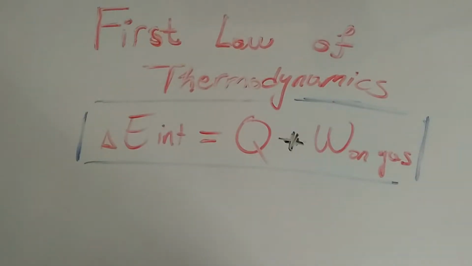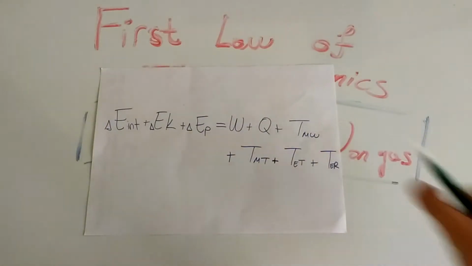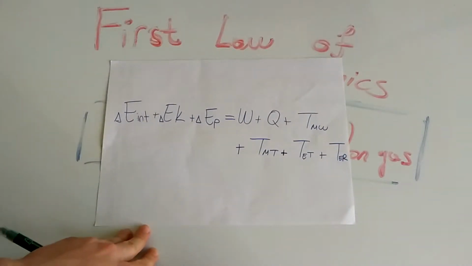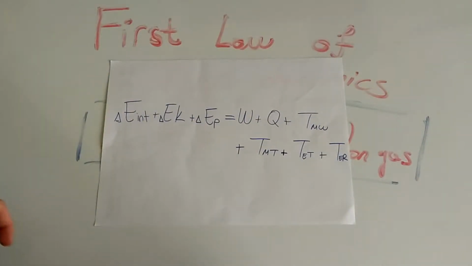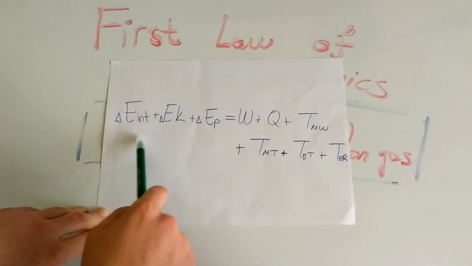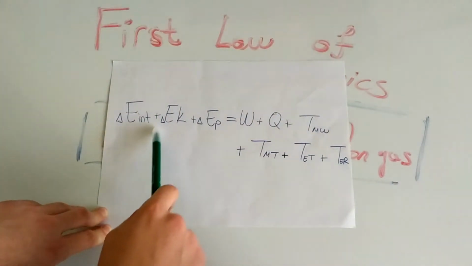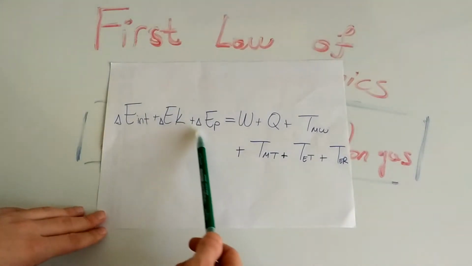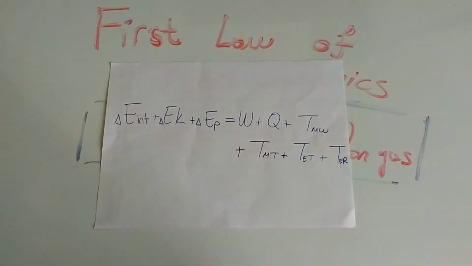Now in some textbooks you might see the first law written in a different way. For instance, like this. Actually I should mention that the first law of thermodynamics is a special case of the law of conservation of energy. And as we can see here, delta E INT is the change in internal energy, delta EK is the change in the kinetic energy of the system, delta EP is the change in the potential energy of the system.